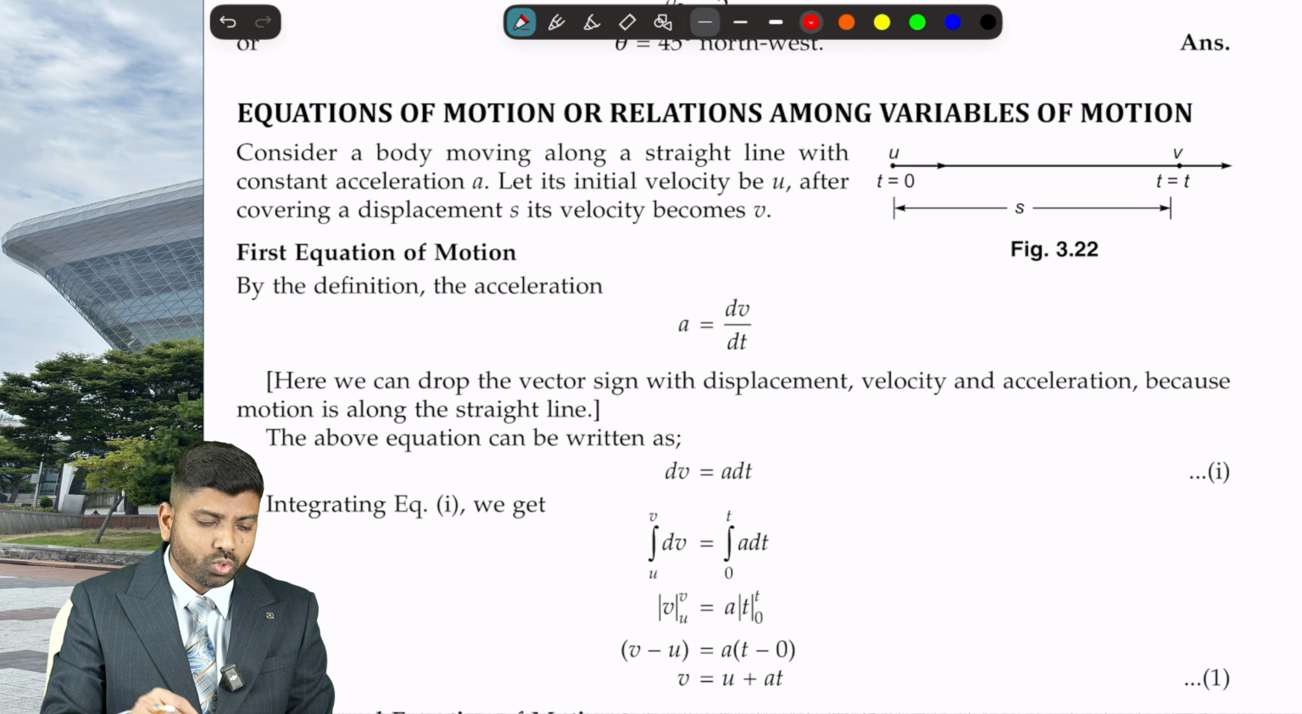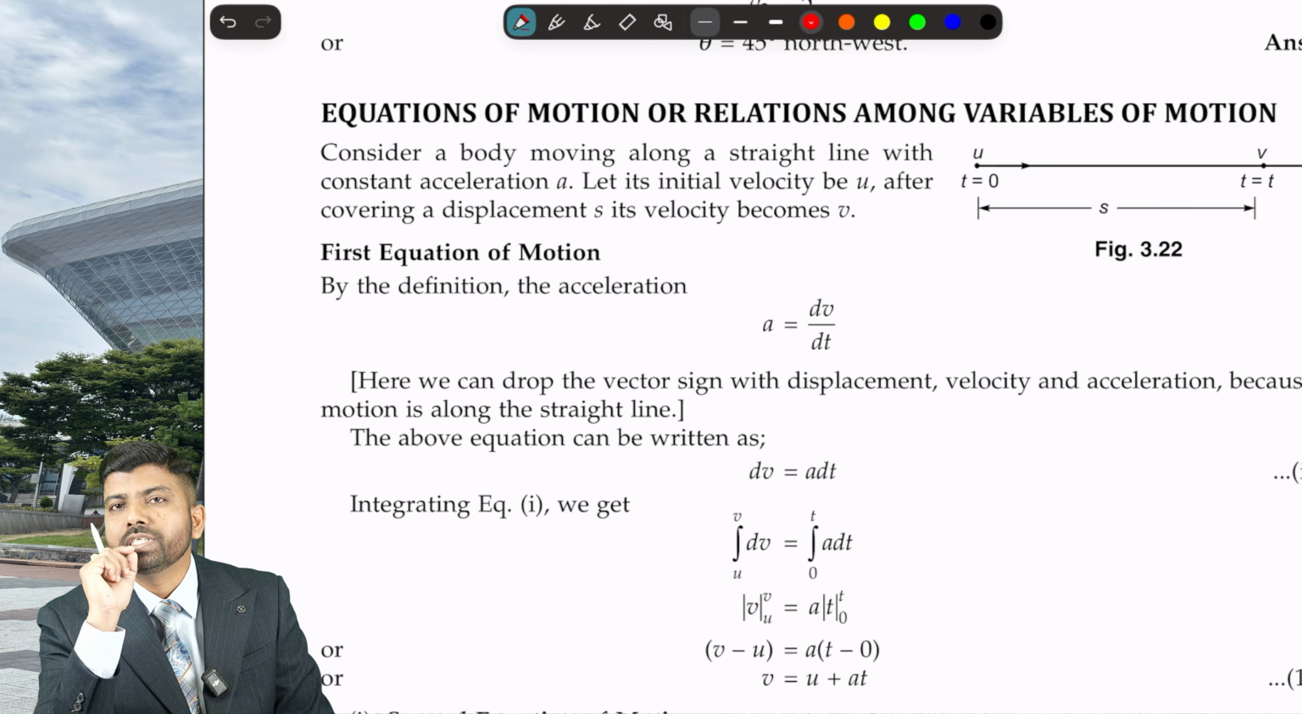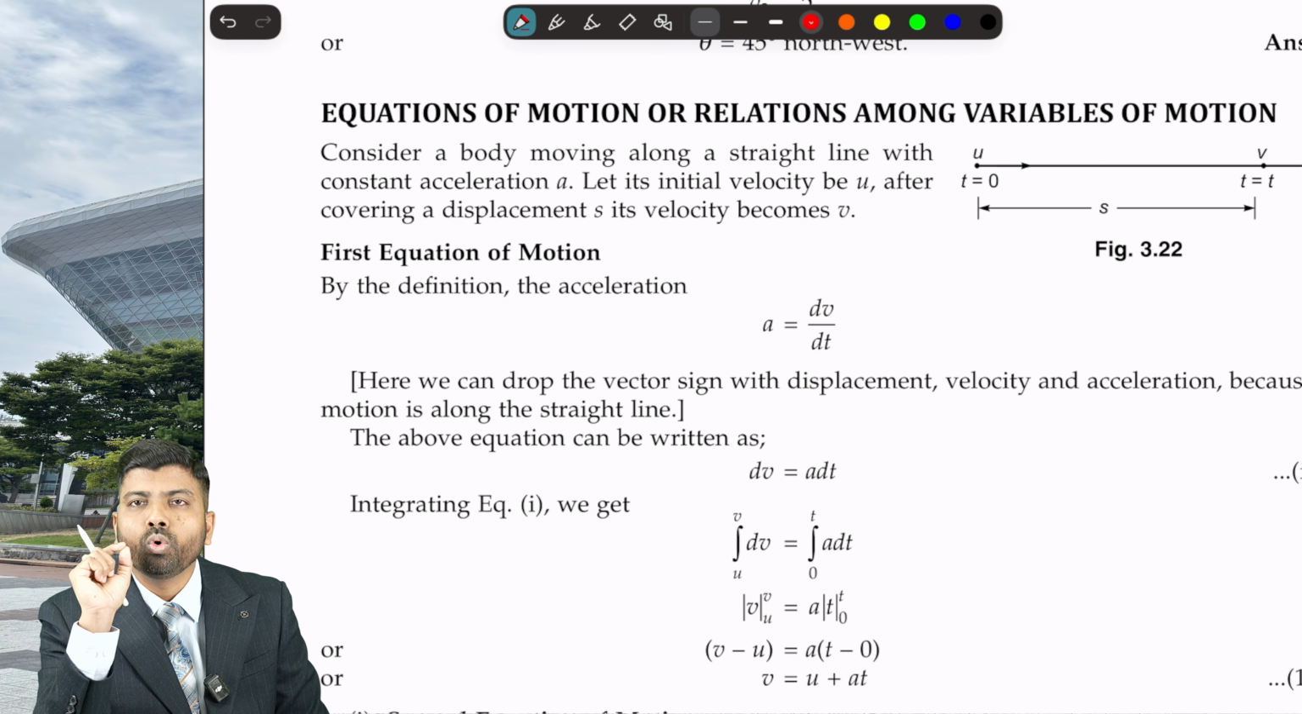Calculus method, right? When we are talking about Newton's equations of motion, always remember that these equations of motion are valid for uniformly accelerated motion. So if the acceleration is constant, then we can apply Newton's equations of motion, right?